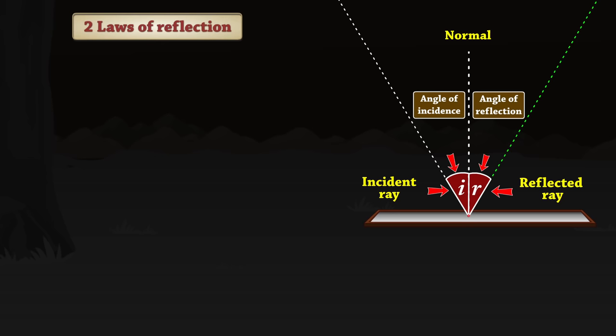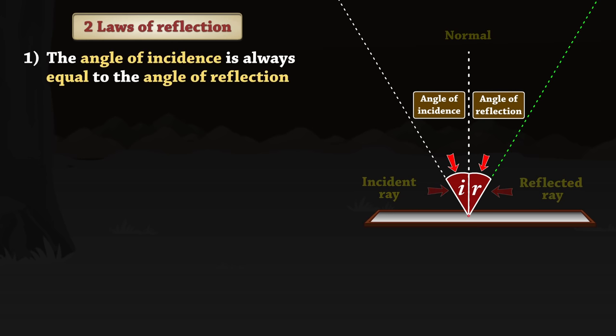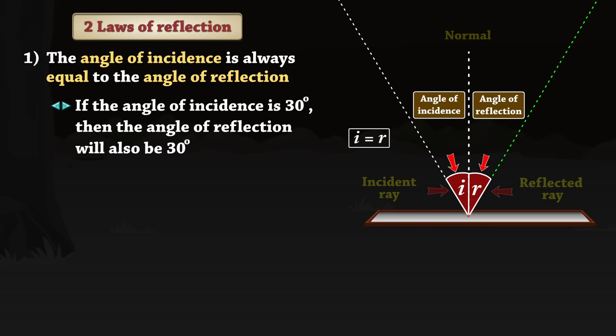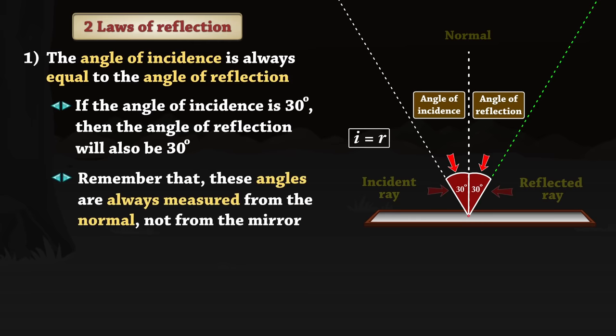Let us learn the two laws of reflection. The angle of incidence is always equal to the angle of reflection. If the angle of incidence is 30 degrees, then the angle of reflection will also be 30 degrees. Remember that these angles are always measured from the normal, not from the mirror.